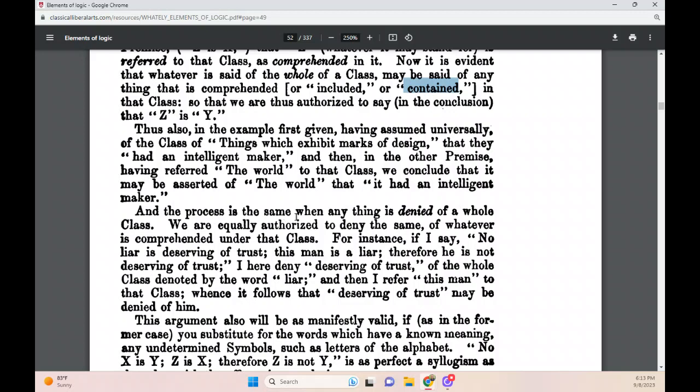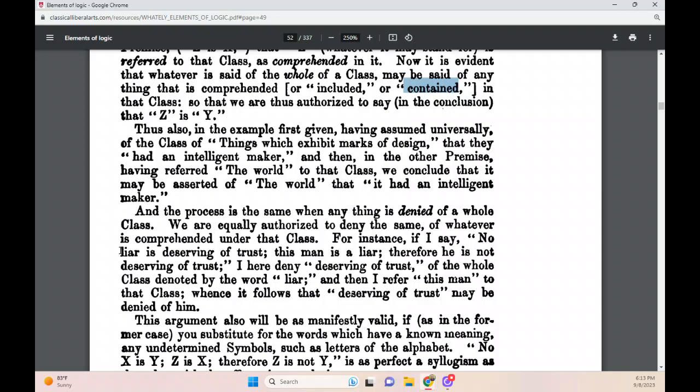The process is the same when anything is denied of a whole class. We are equally authorized to deny the same of whatever is comprehended under that class. For instance, here's an example. No liar is deserving of trust. That's the first premise. No liar is deserving of trust. So that means if we draw a circle and we label that circle things that are deserving of trust. So we have a big circle labeled things deserving trust.